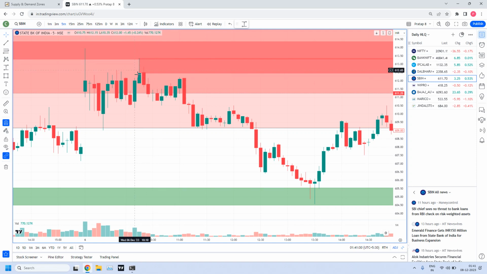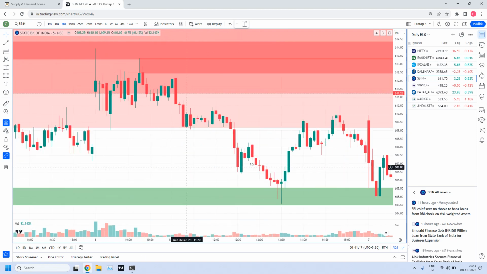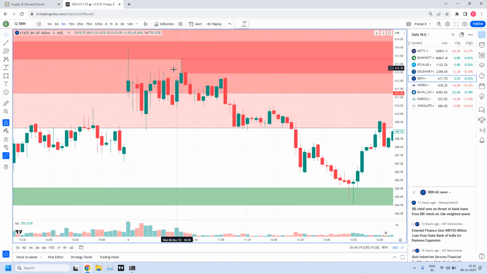Okay, why did we reduce the zone? Because we want to minimize the risk. The moment you minimize the risk, you have two advantages. One is your risk will be less, that means your stop loss will be less, and your reward will also be improved. But what is the disadvantage? Sometimes we don't get the entry in this zone.